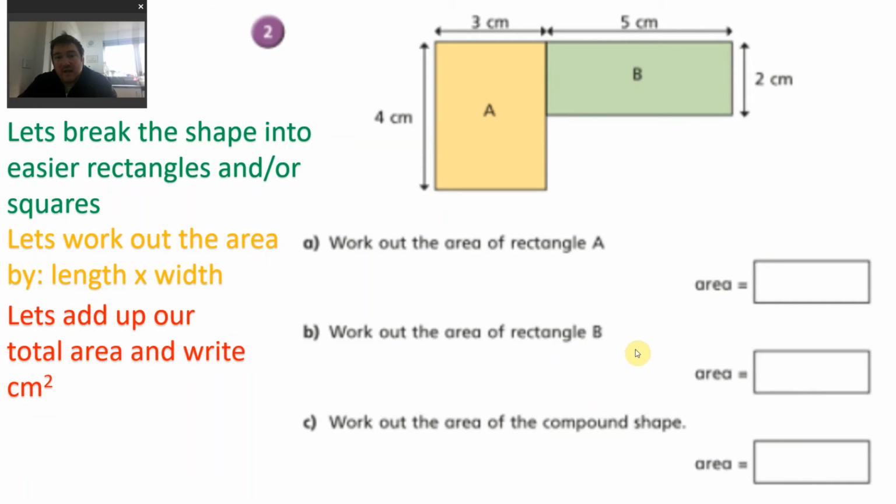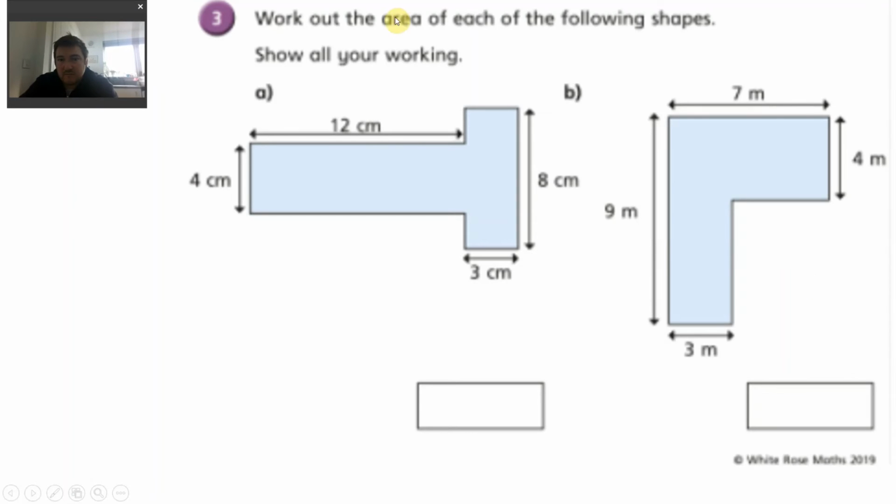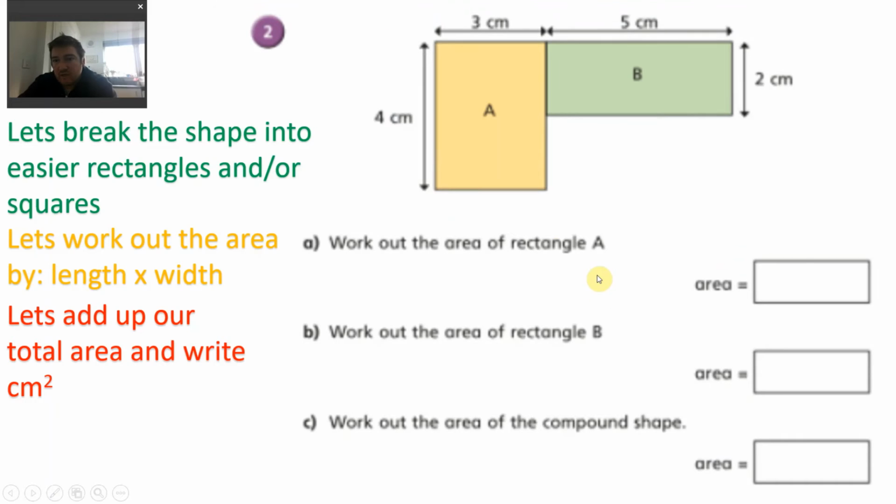Okay, so let's have a look how you got on. 4 by 3 should have given you 12. 5 times 2 should have given you 10. And then some quick maths, 10 added onto 12 should give you 22. What unit am I using? Centimeters and squared. Squared tells us it's the area that we're working out, not a measurement of length.